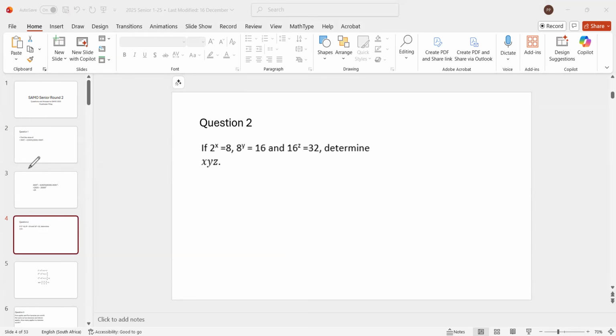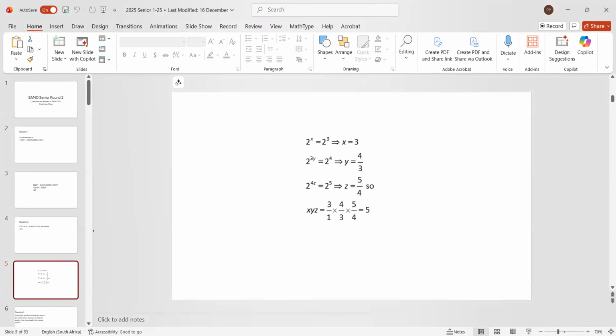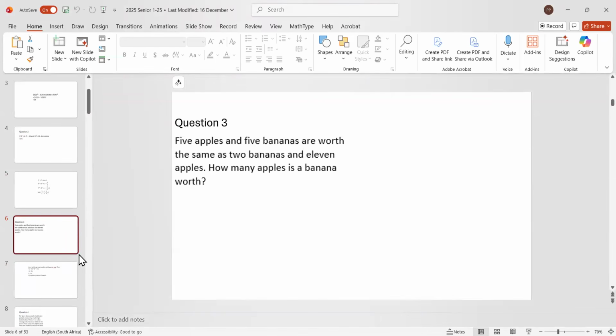I usually have the answers also in my PowerPoint, and I expose them after I solve the problems, just to check to see whether I have a new solution or to confirm the solution that I got is the correct one. So if you look at, in this case, there it is. It's all exactly the same as I've done. Final answer is xyz is equal to 5. All right, so let's go to question 3.